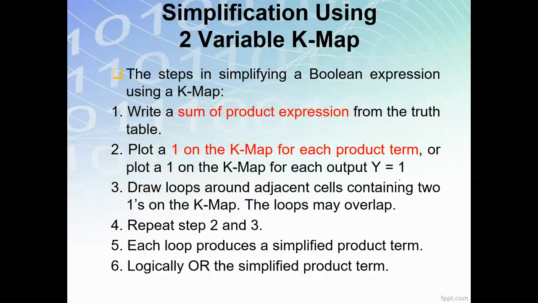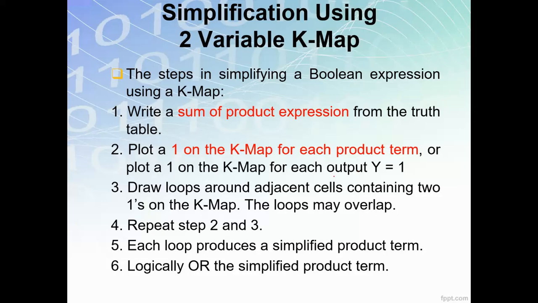Okay, alright. Now we go to the simplifications. How do we simplify a two variable Kmap? The steps are as follows: take a Boolean expression, using a Kmap, normally SOP expressions are used, from the truth table. Then from the SOP, we will plot a 1 on the Kmap for each product term, or we plot a 1 on the map for each output of 1.